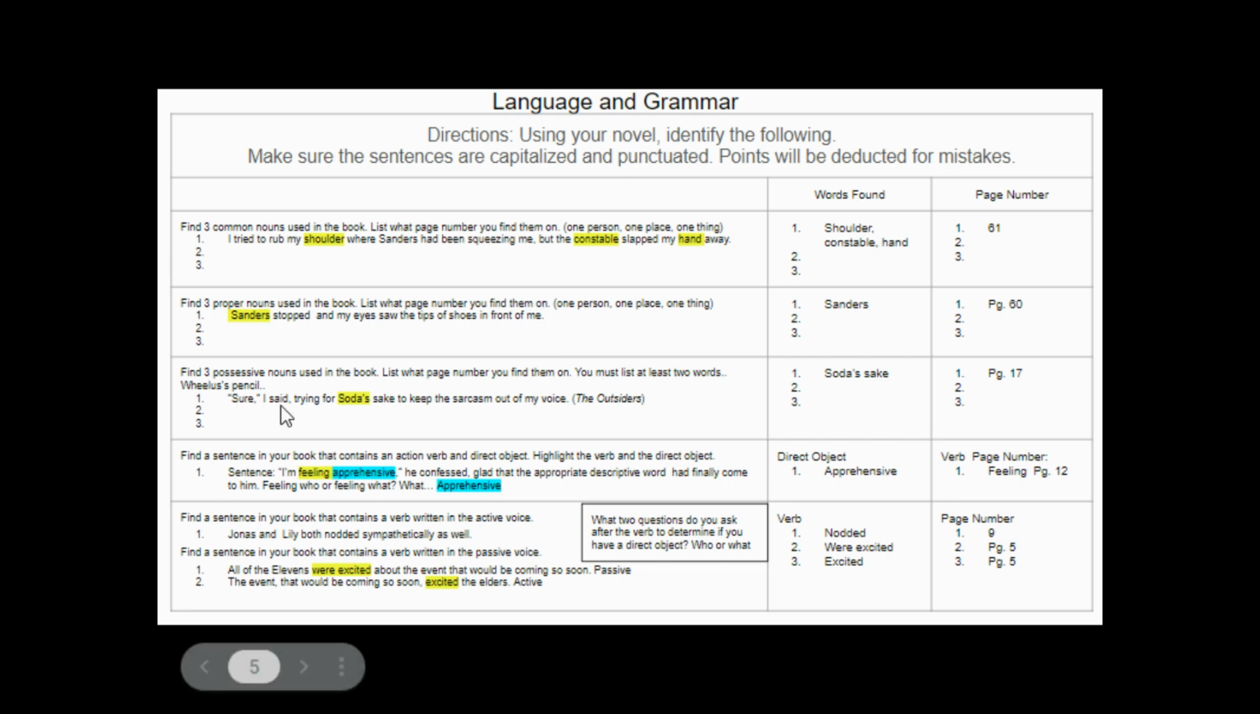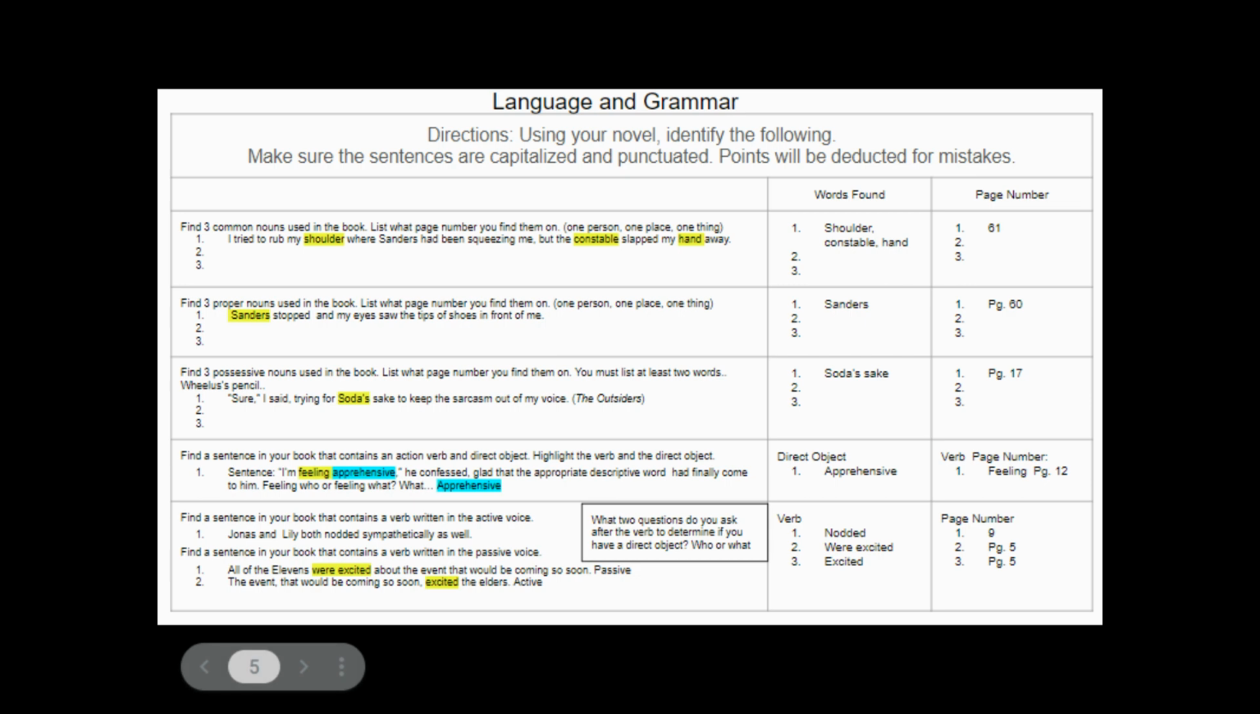Now, I copied dialogue out of the book. If you copy dialogue out of the book, I am expecting your quotation marks, your commas, and all to be in the correct place. Okay, if we're going to do it, we're going to do it correctly.